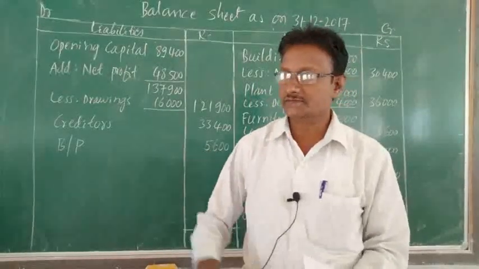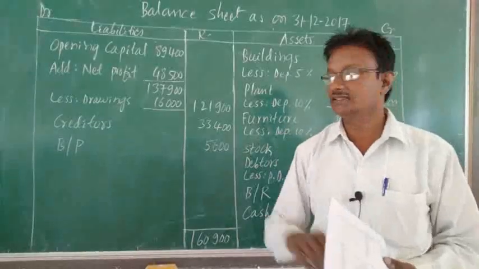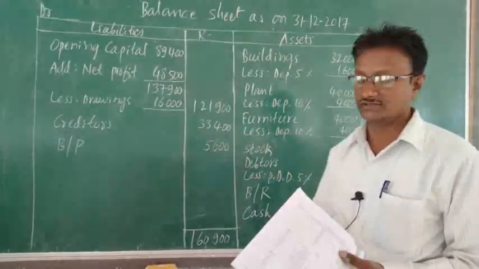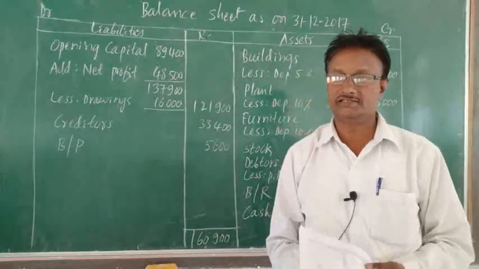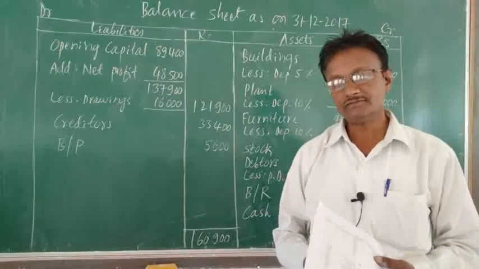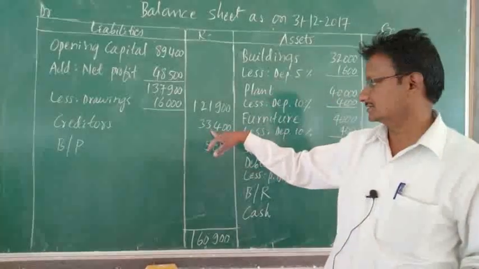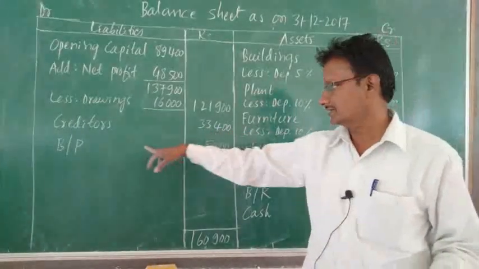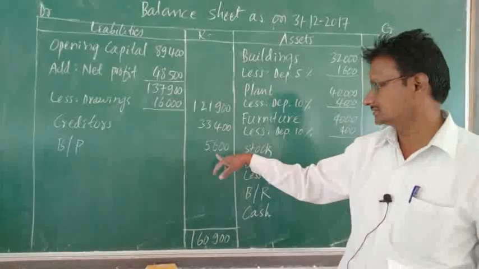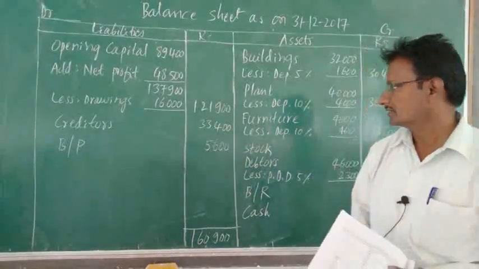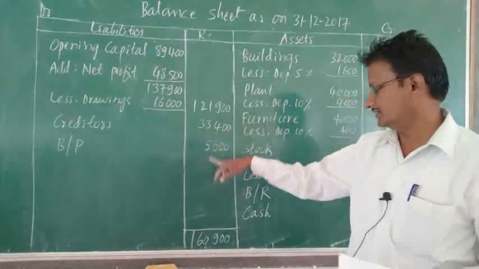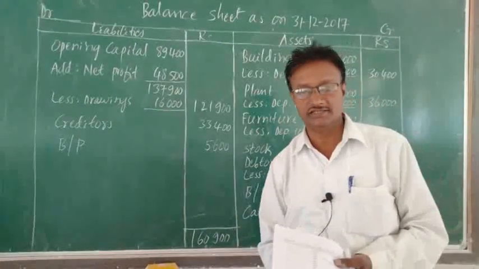And other liabilities here are creditors and bills payable. Creditors and bills payable at the close of the year, that is on 31st/12/2017, are current liabilities. Therefore, the closing balance of creditors is 33,400 and bills payable closing balance is 5,600. And total of these liabilities is 1,60,900.